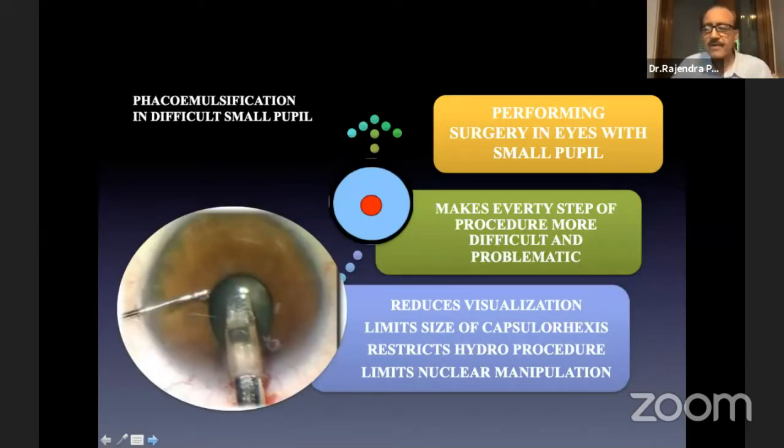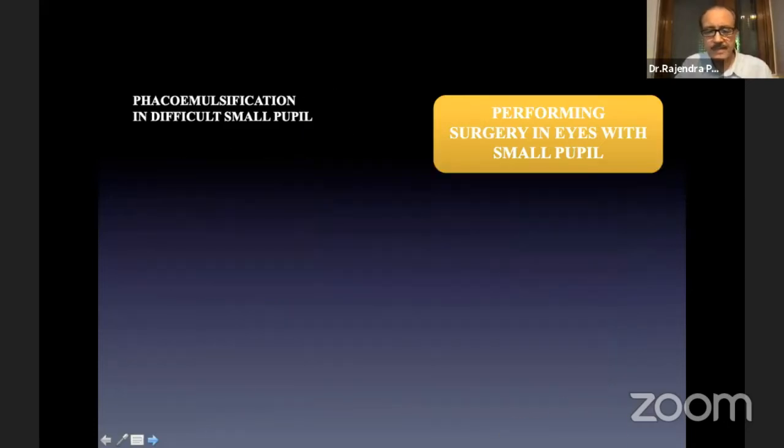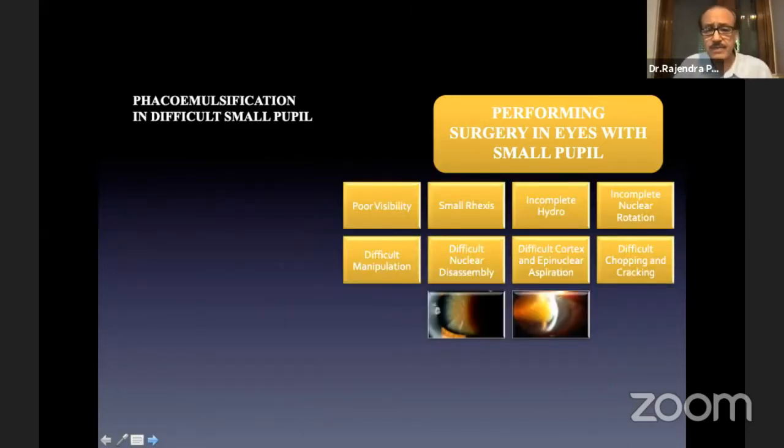Friends, we know that performing surgery in eyes with a very small pupil makes every step of the procedure more difficult and problematic. The reason is that the small pupil reduces the visualization, limits the size of the capsular axis, restricts the hydro procedure, and finally limits the nuclear manipulation, because if I have a small pupil and a small axis, the nuclear manipulation becomes very difficult. Along with that, you have difficulty in the aspiration of the cortex and epinucleus, and difficulty in the rotation of the nucleus, because all these points come across if you have a small pupil.